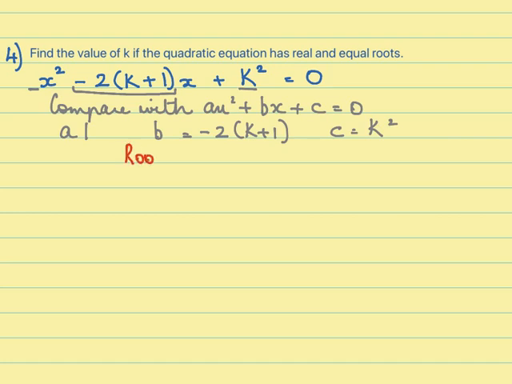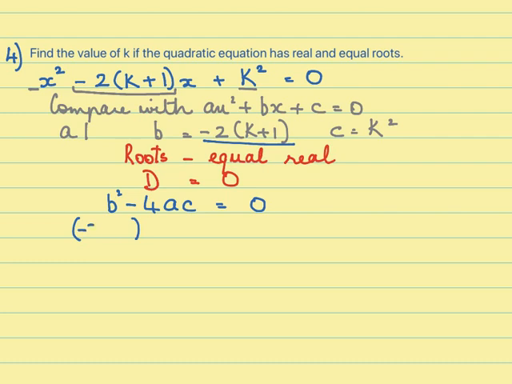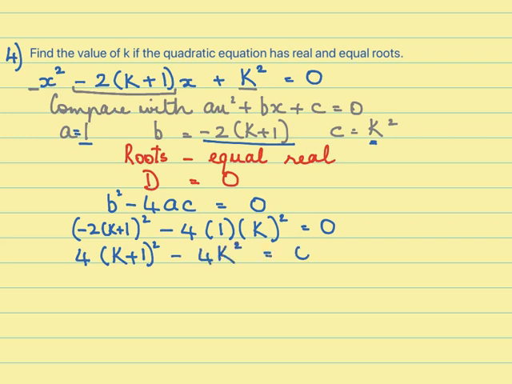Now roots are given equal and real. If they're equal and real, it means D equal to 0. And we know the value of D is b square minus 4ac equal to 0. Now let's put b square. This is our b square, minus 2k plus 1 square, minus 4ac. So this is the a, and here is c. So ac equals k square. Now minus 2 the whole square will be 4. So this is 4 times k plus 1 whole square minus 4k square equals 0.